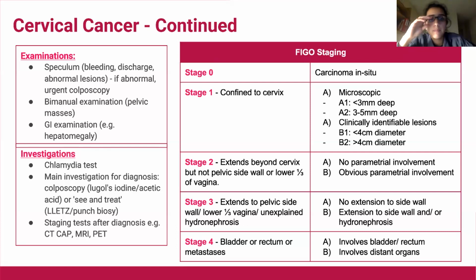STI test including chlamydia. And the main investigation for diagnosis is something called a colposcopy, which is a day investigation. Patients go to a clinic, usually in a hospital, and they use a speculum and a camera to visualize the cervix directly. Then they can stain the cervix with different stains to identify abnormal areas. And at colposcopy, if they see an abnormal area, they can cut it out or take a biopsy of it. And then after colposcopy, various imaging as well.